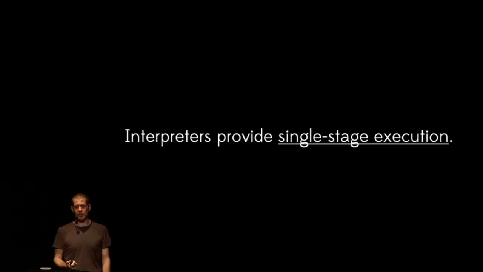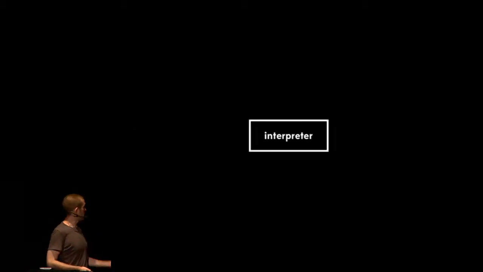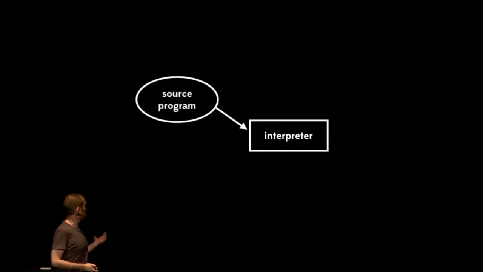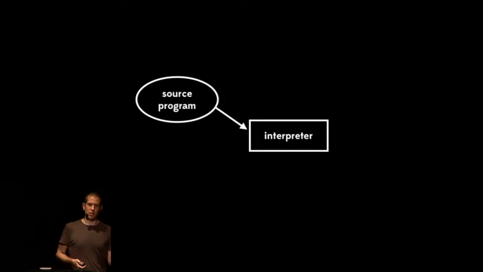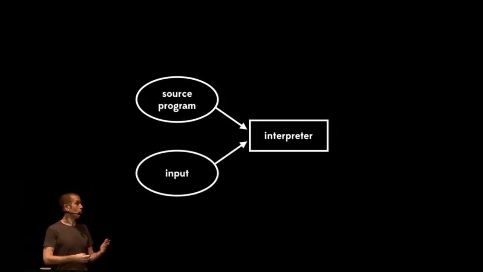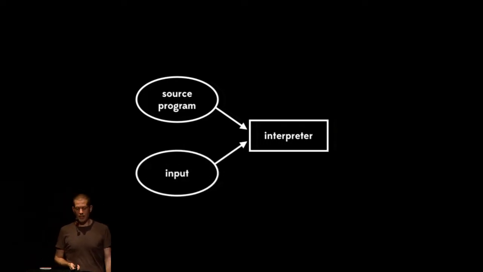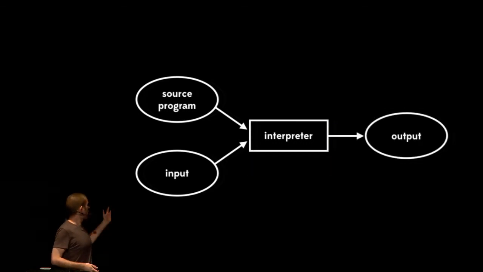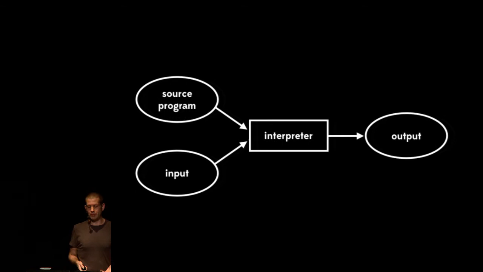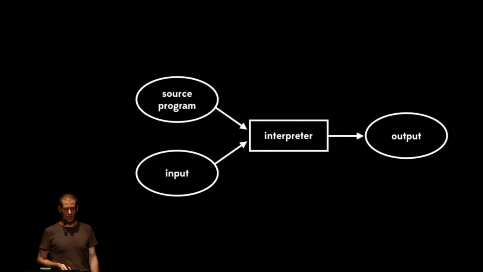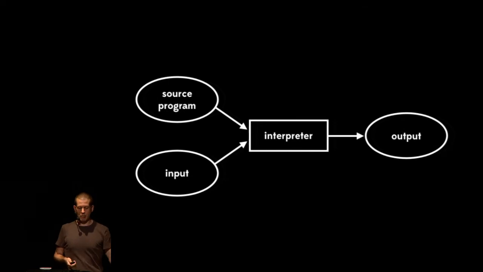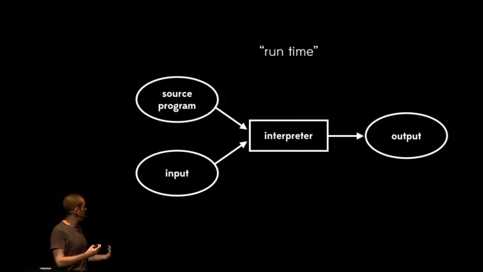But the point of an interpreter is to provide what I'm calling single stage execution. What I mean by that is you've got your interpreter and you feed into it your source program. In general, I didn't show it in that slide, but you might have some other input that is available to the program that you're interpreting. Then the interpreter is going to run that source code, evaluate it, and produce some output. This assumes, of course, that the interpreter itself is written in a language that the underlying machine knows how to execute. This kind of process, where you put the source code and the input in, the interpreter runs, and you get some output, all happens at the same time that we usually call runtime.